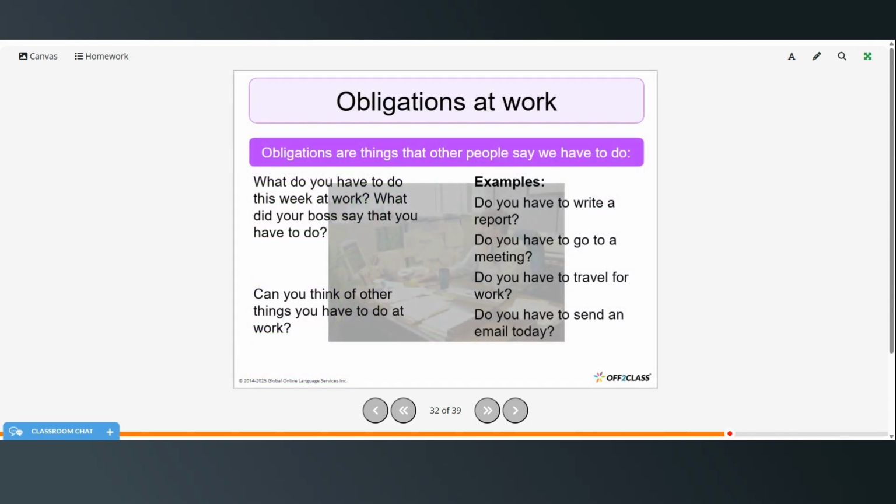All right, obligations are things that other people say we have to do. So what do you have to do this week at work? What did your boss say you have to do? Do you have to write a report? Do you have to go to a meeting? Do you have to travel for work? Do you have to send an email today? And then try to think of other things you might have to do at work.